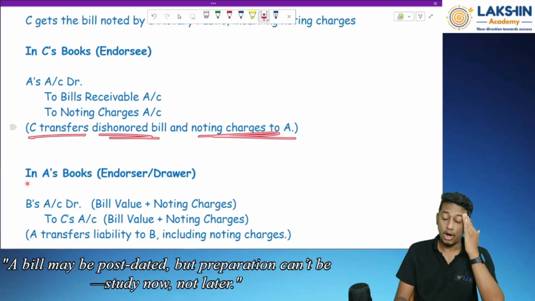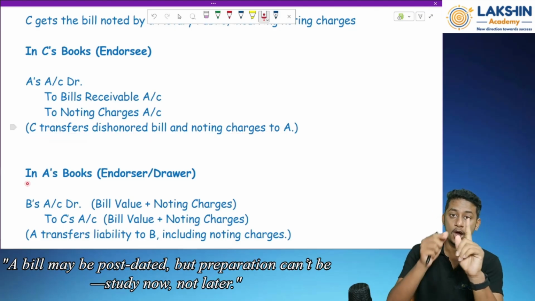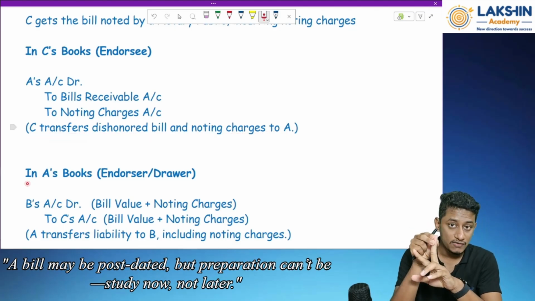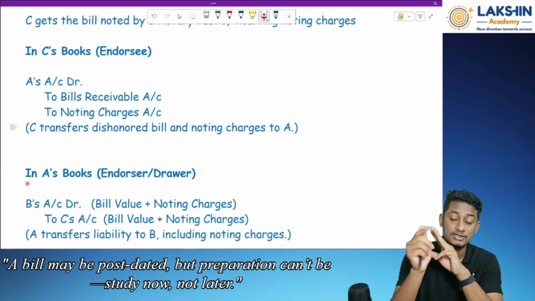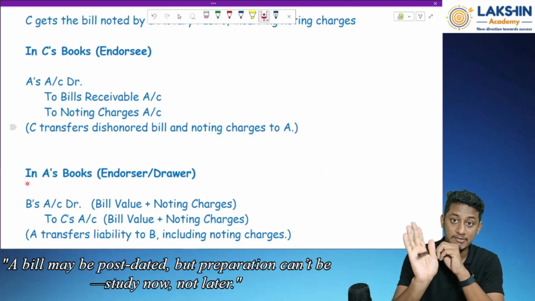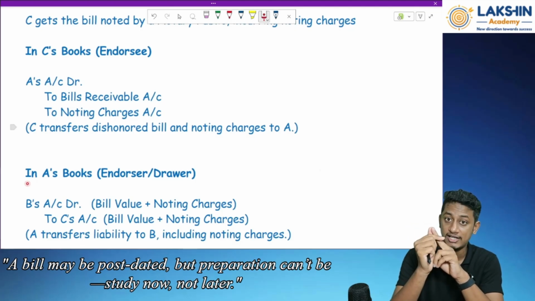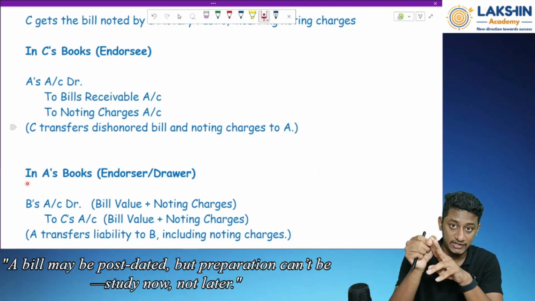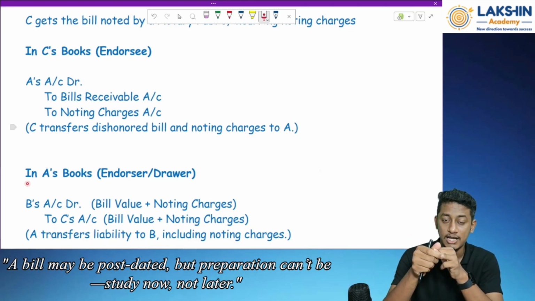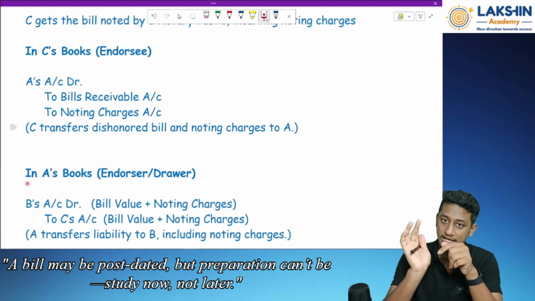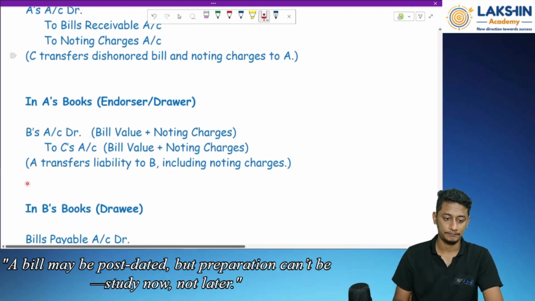C transfers the dishonored bill and noting charges to Mr. A. See, all of these are independent cases: honoring of the bill, dishonoring of the bill, dishonoring the bill with noting charges. All these are independent cases, so don't get mixed up. For each of the cases, different entries will be passed. Remember this, clear? The entries will be almost similar. That's it. Clear? Okay.